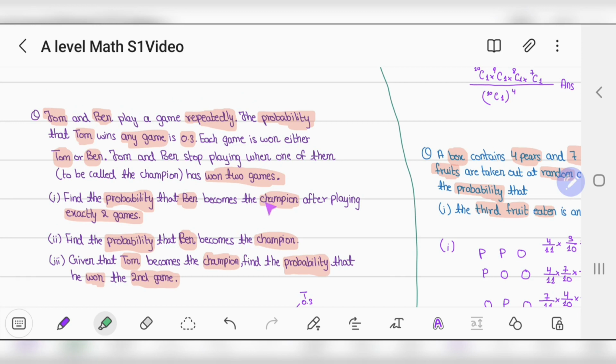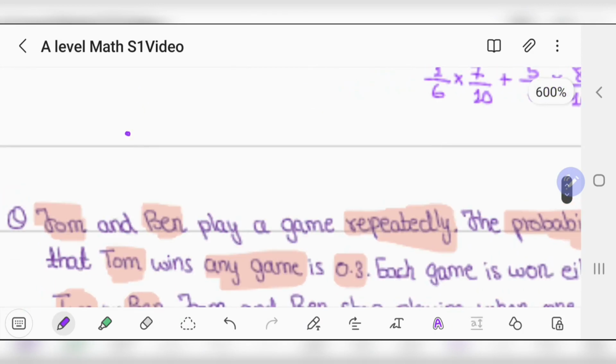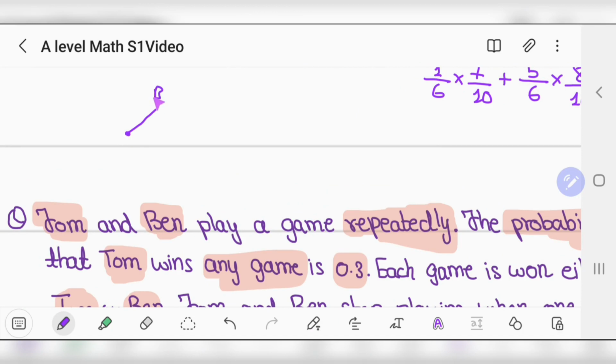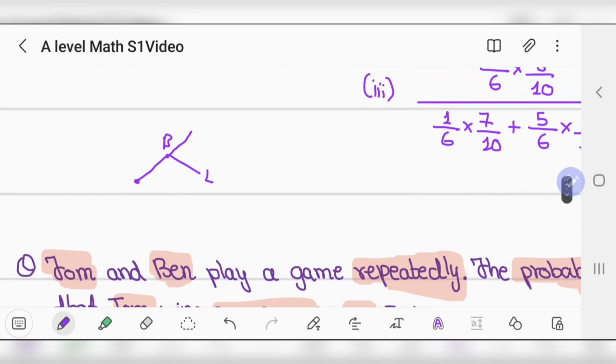Okay, Ben becomes a champion. It could be possible that the game has been played 3 times, I guess, because it says repeatedly, right? There's no limit. So for example, if Ben won this game, Ben wins the game, the end, but if he loses and Tom wins the game, right? So Tom wins the game, but then again Ben wins the game, so it happened 2 times, right? But again Tom wins the game.